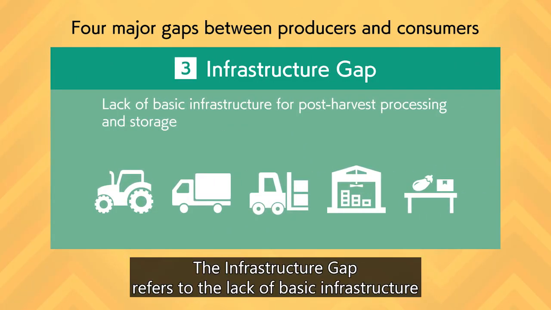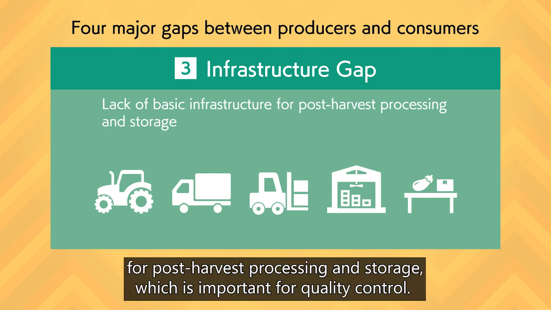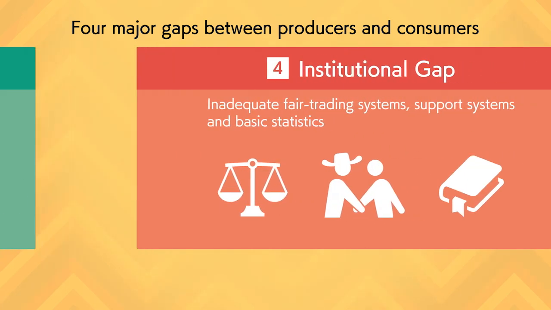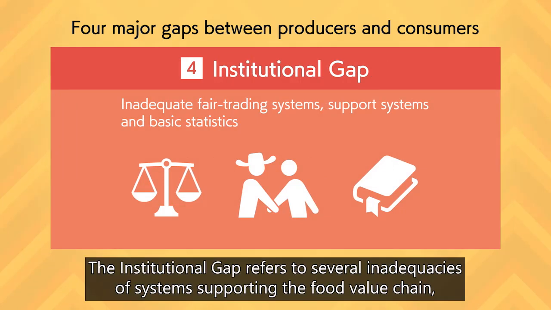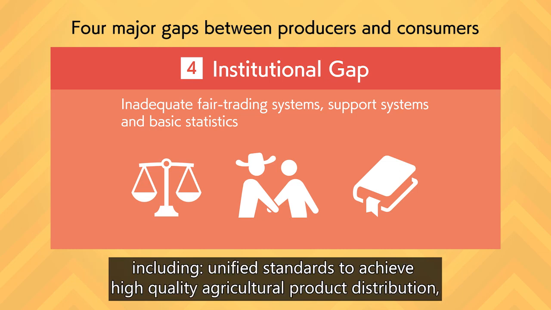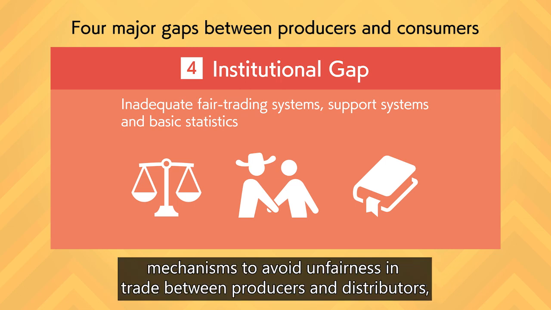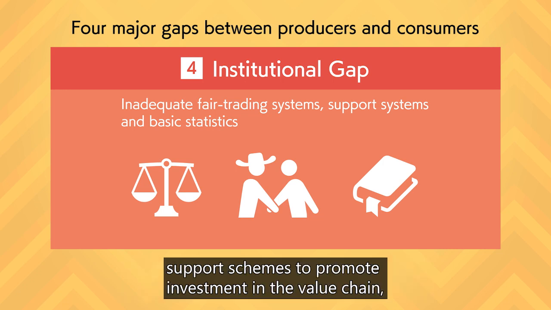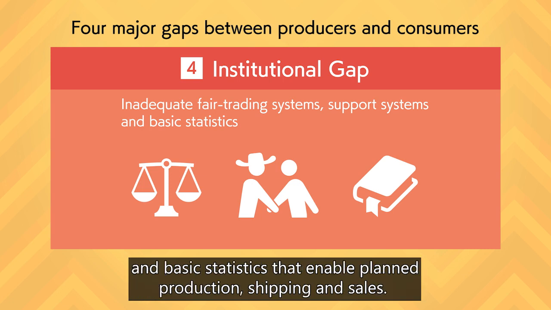The infrastructure gap refers to the lack of basic infrastructure for post-harvest processing and storage, which is important for quality control. The institutional gap refers to several inadequacies of systems supporting the food value chain, including unified standards to achieve high-quality agricultural product distribution, mechanisms to avoid unfairness in trade between producers and distributors, support schemes to promote investment in the value chain, and basic statistics that enable planned production, shipping, and sales.